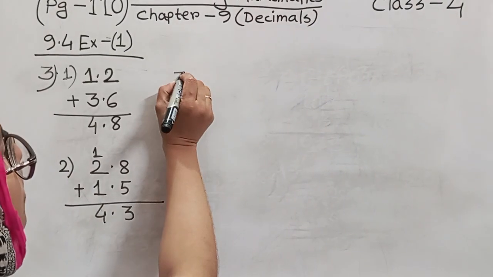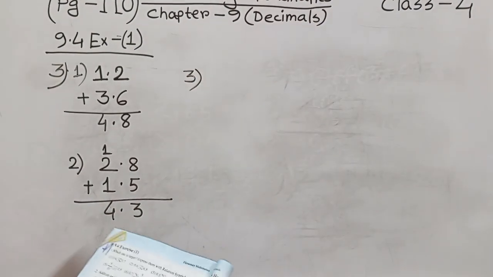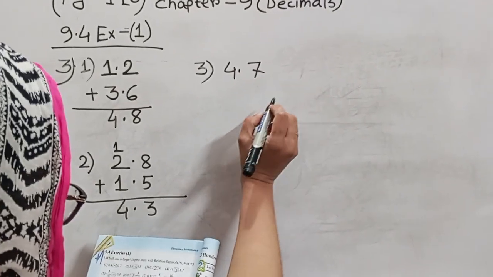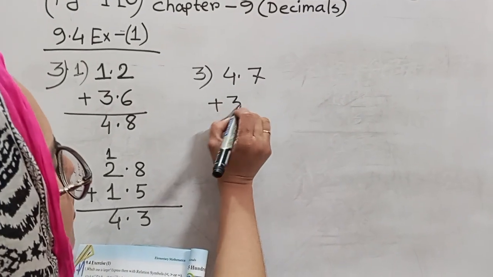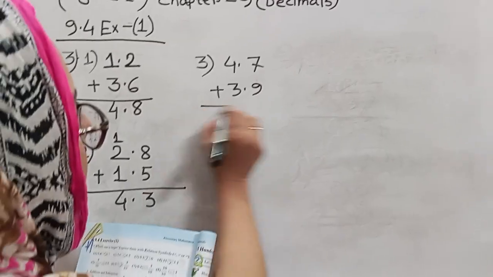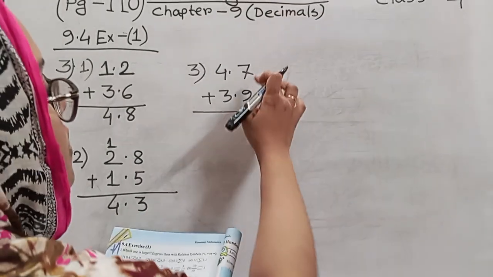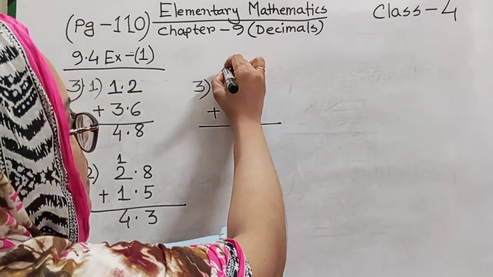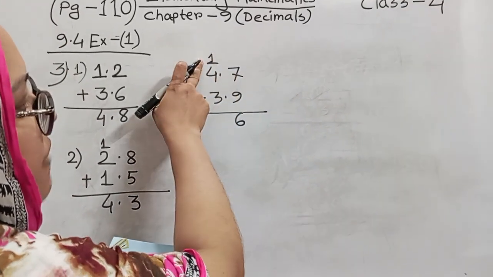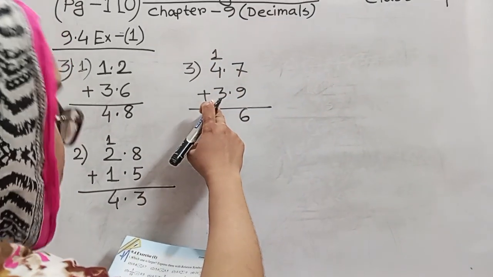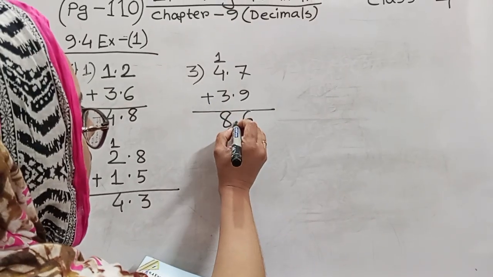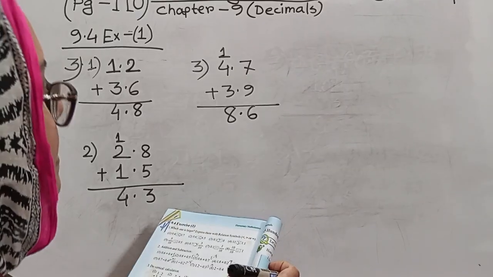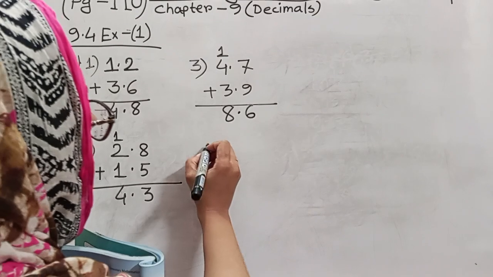The next math, number 3. 4.7 plus 3.9. So 7 plus 9, 16, 6 and carry 1. 4 plus 1, 5. 5 plus 3, 8. The decimal point will be here. So the answer is 8.6 after addition.